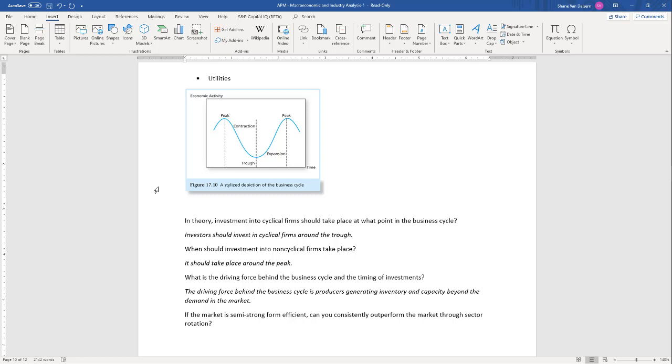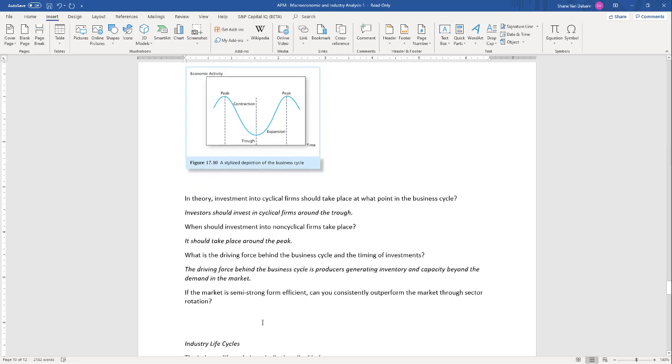And then what happens is, when they have a buildup in inventories, they start laying off workers, which leads to lower domestic production, which leads to contraction and a recession. If the market is semi-strong form efficient, can you consistently outperform the market through sector rotation? And the answer would be no, because the leading indicators are publicly available.